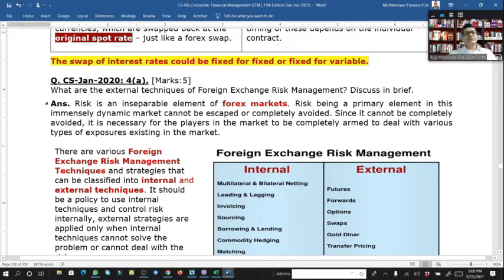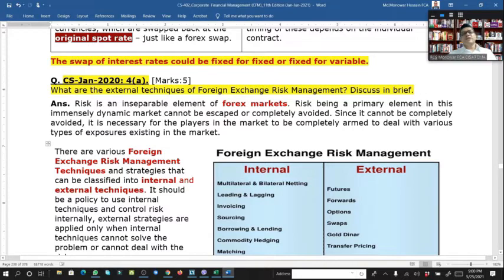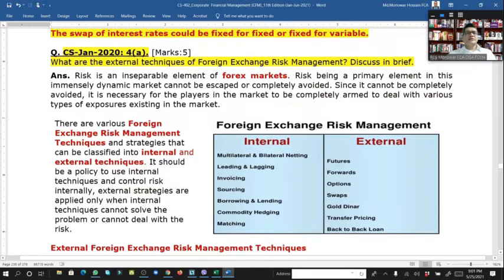This is your question. Look here, January 2020, last year, question number 4A, 5 marks. Your question is: what are the external techniques of foreign exchange risk management, discussed briefly? So this would be it. Risk is an inherent element of foreign markets. Risk being a primary element, this way you can justify.